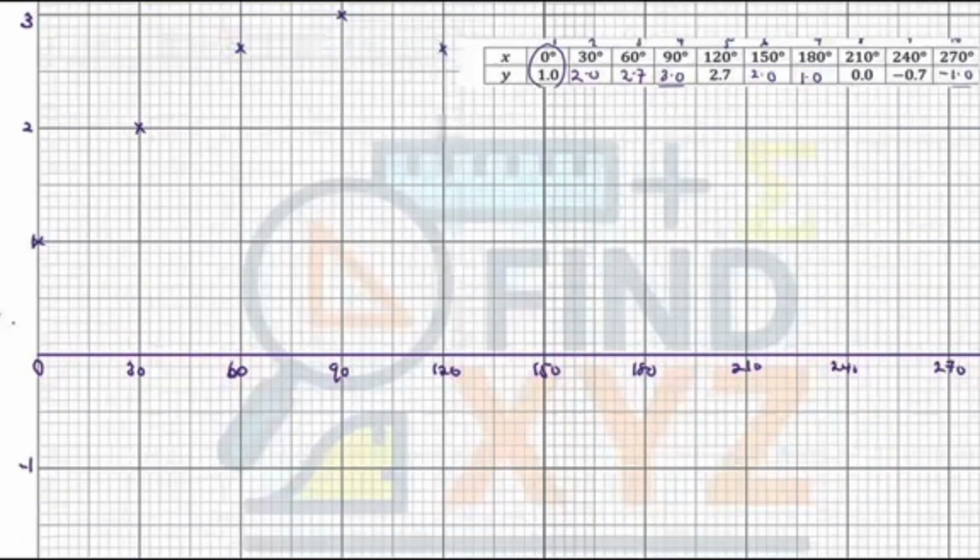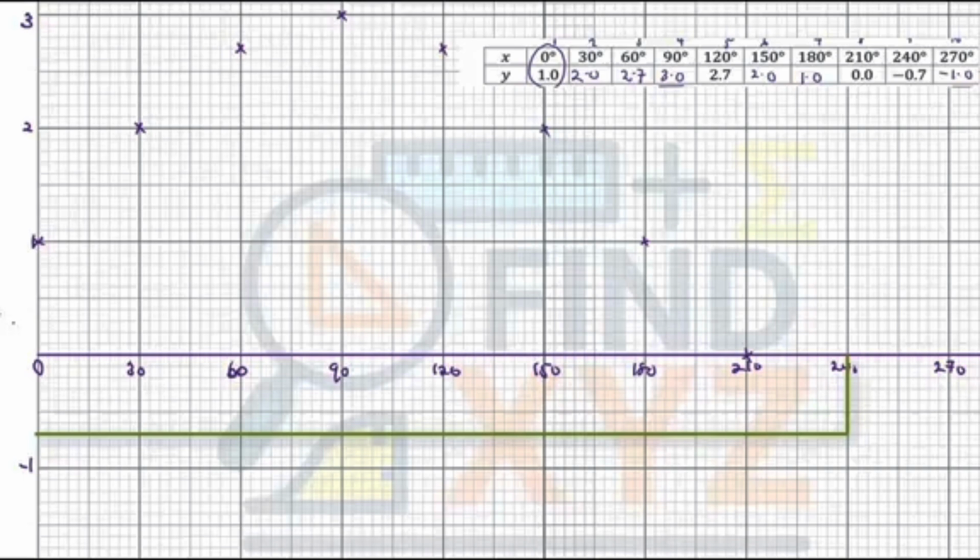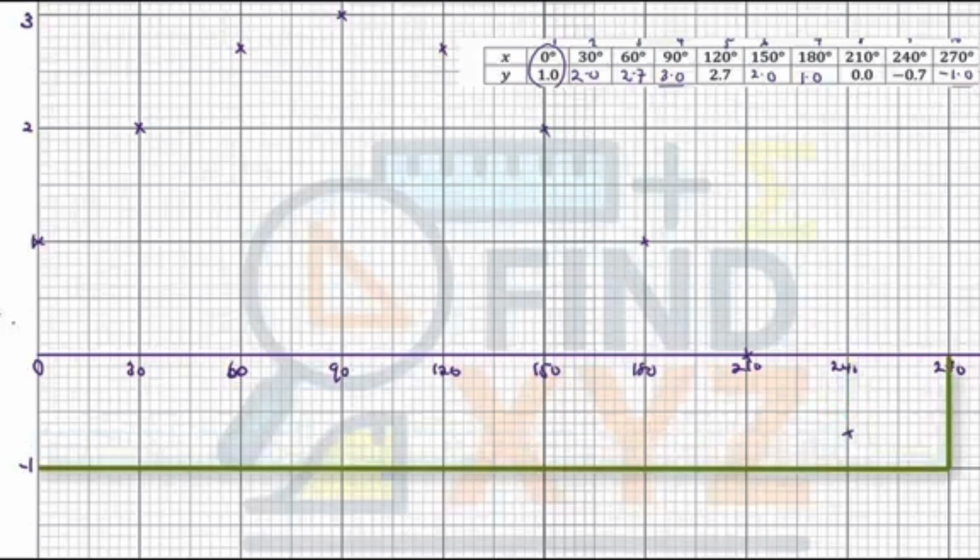Then 150 and 2.0. So this is my 2.0, 150. Then 180 and 1, and then 210 and 0 will be on the x-axis. Then 240 and -0.7. So if this is 0.5, 0.6, -0.7. Then finally 270 and -1, that will be on this point.